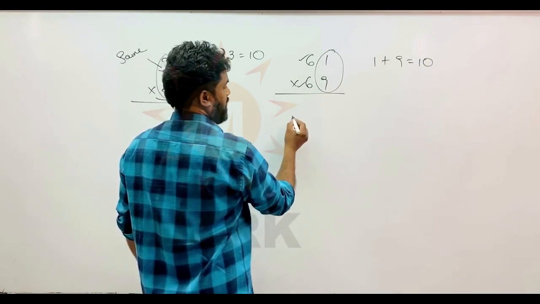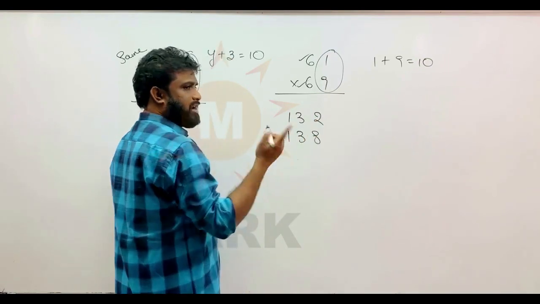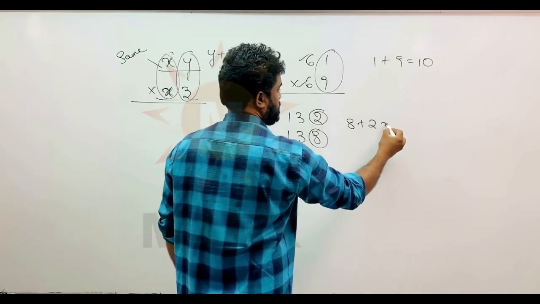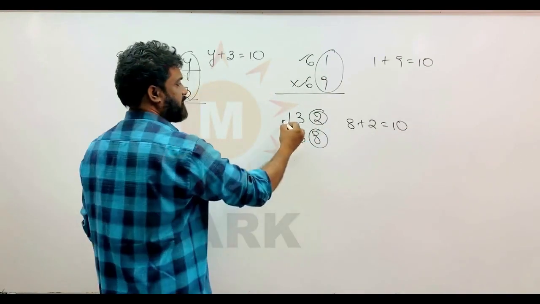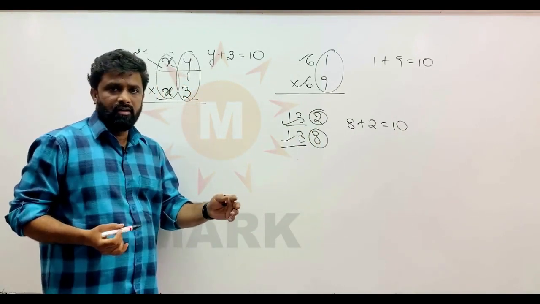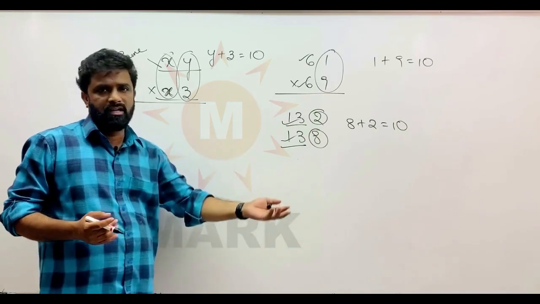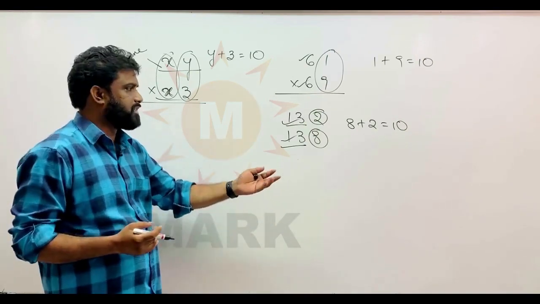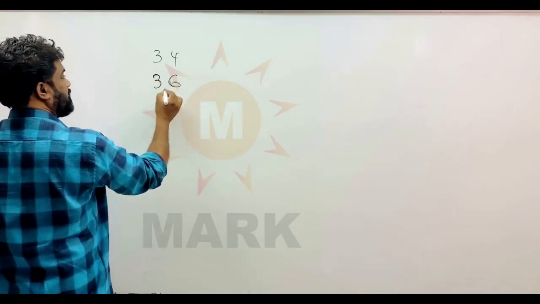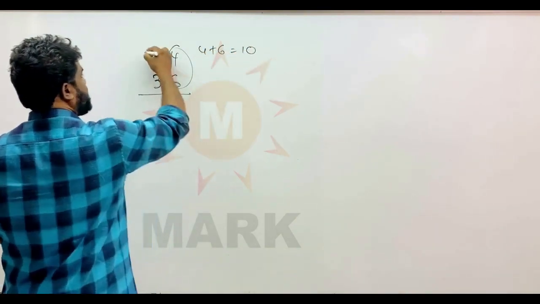Suppose I am taking 132 into 138. The units numbers sum, 8 plus 2, equals 10, and these two numbers are the same, 13 and 13. So how to multiply these kind of numbers in just 5 seconds without going for a long, conventional multiplication method, that we will be learning now. Take 34 and 36. Now 4 plus 6 is equal to 10. So they satisfy our criteria and these two numbers are the same.